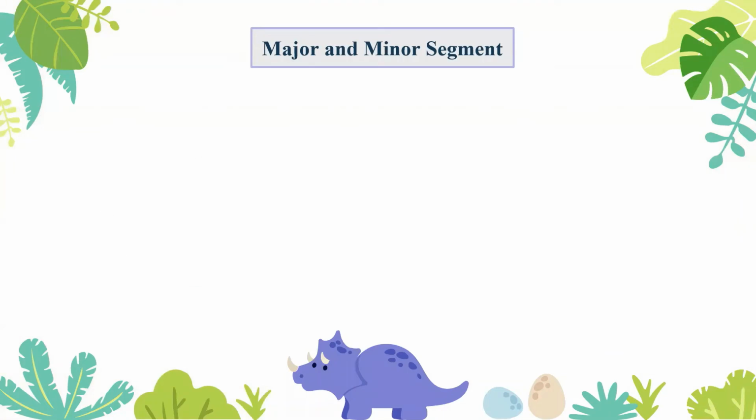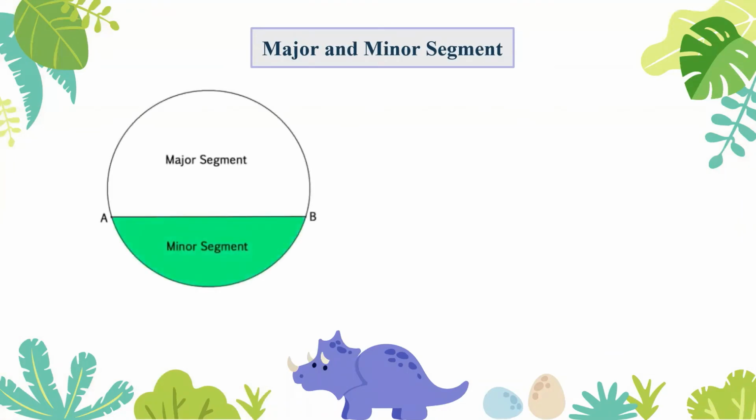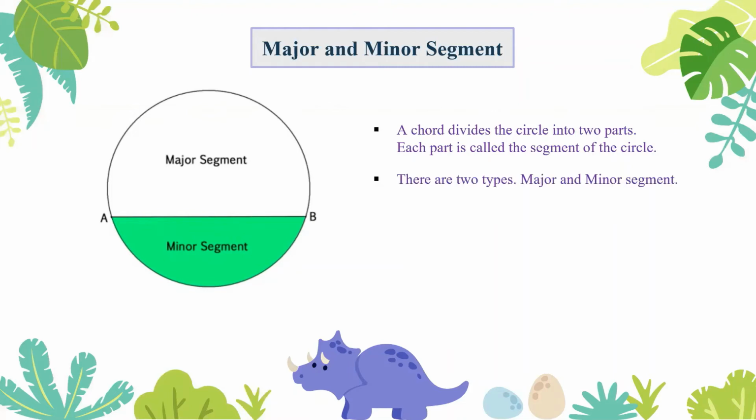Major and minor segment. So here we have divided the circle with a chord, and when you divide a circle, you get 2 parts. So the part which has more is the major segment, and the other one is the minor segment. A chord divides the circle in 2 parts. Each part is called the segment of the circle. There are 2 types, that is the major and the minor segment. The region containing the center of the circle is called the major segment.